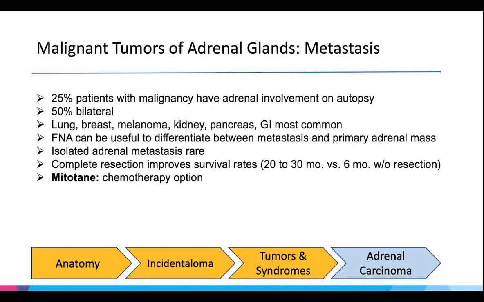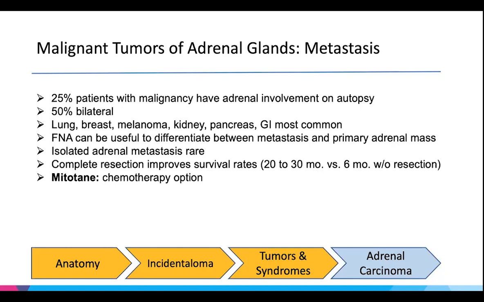In terms of metastases to the adrenal glands, 25% of patients with malignancy have adrenal involvement on autopsy, so it's very common. 50% of the time, metastases to the adrenal gland will be bilateral. Lung, breast, melanoma, kidney, pancreas, GI are the most common primary sites of metastases to the adrenal glands. FNA can be useful to differentiate between metastasis and a primary adrenal mass, when needed to figure out the primary.